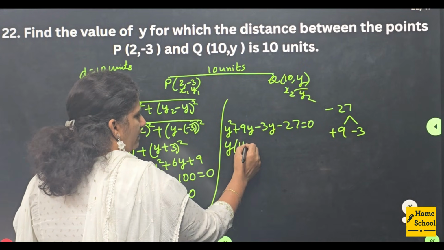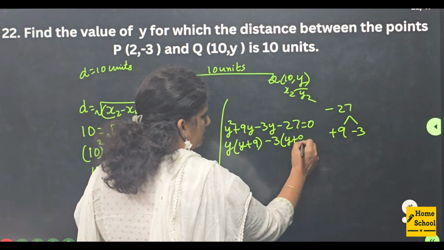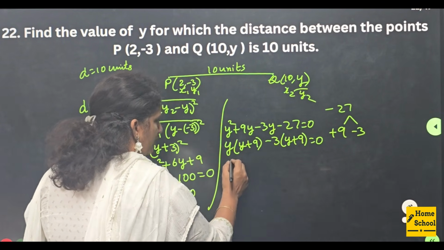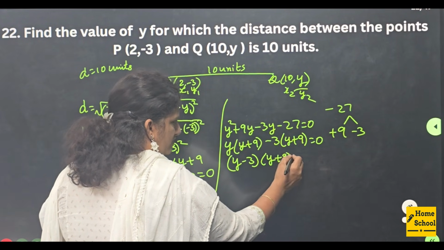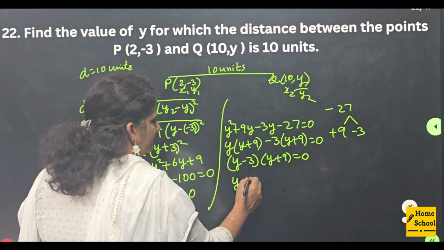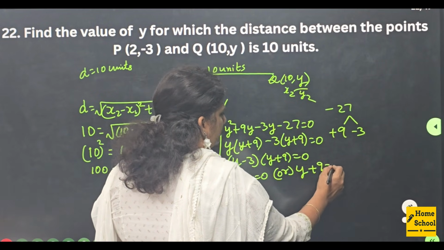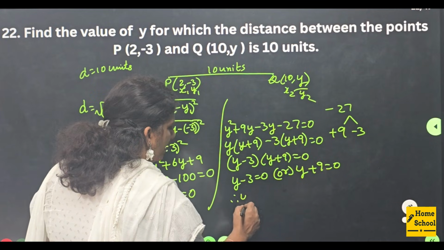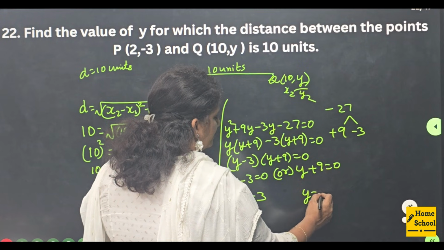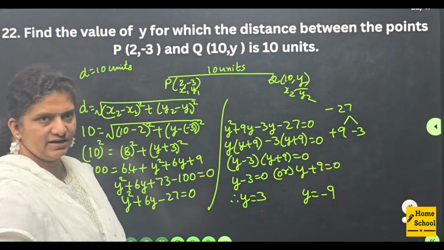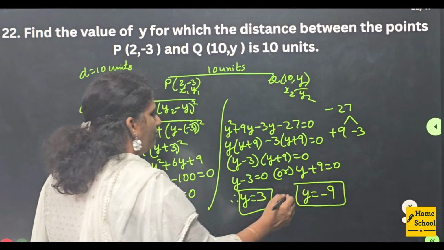Take y common, and 9 minus 3 common. (y minus 3) into (y plus 9) equal to 0. y minus 3 equal to 0 or y plus 9 equal to 0. Therefore, y is equal to minus 3, send to the other side, it will be plus 3. And this 9 send to the other side, y is equal to minus 9. Therefore, y may be either 3 or minus 9.